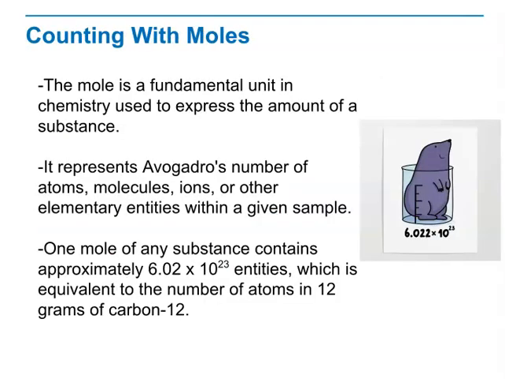So our math of apples leads us to the concept of the mole. The mole is a fundamental unit in chemistry used to express the amount of a substance. And it does not represent the cute little creature. It represents Avogadro's number of atoms, molecules, ions, or any other elementary entities within the given sample. And 1 mole of any substance contains approximately 6.022 times 10 to the 23rd entities, or substitute whatever particle you like, which is equivalent to the number of atoms in 12 grams of carbon-12.